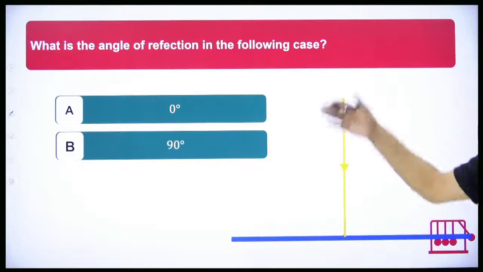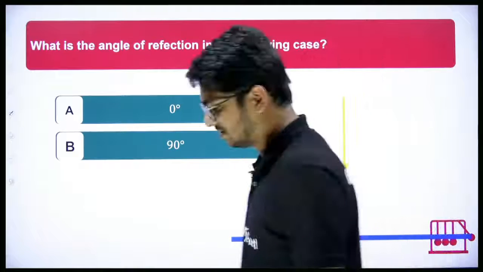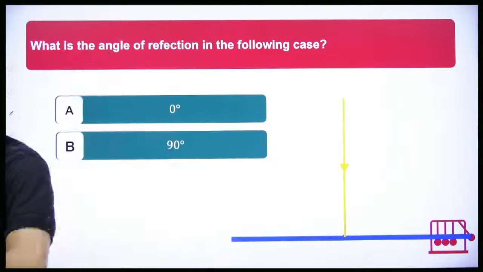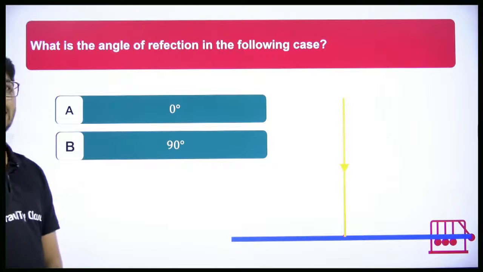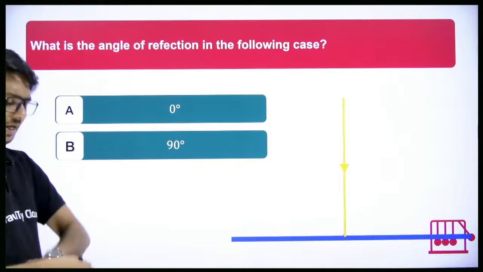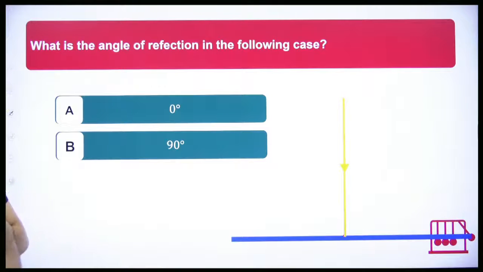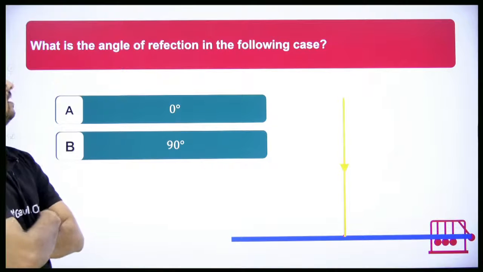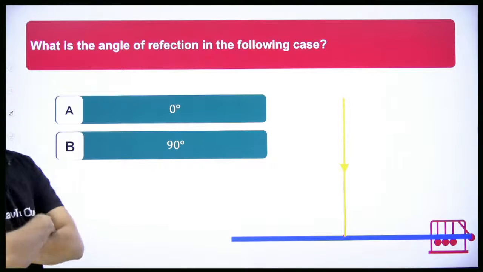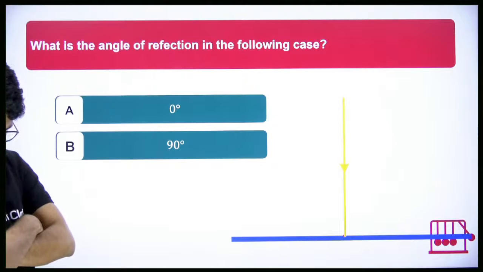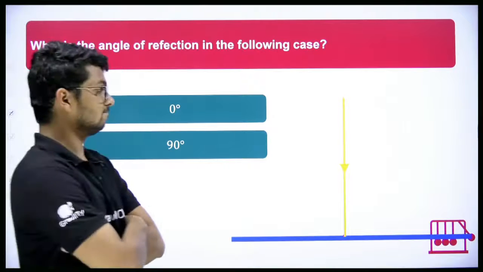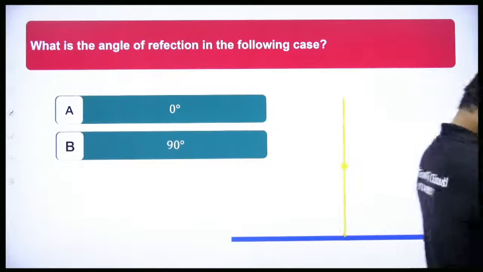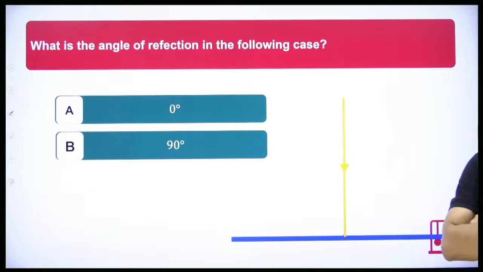A simple question on this. What is the angle of reflection in the following case? The diagram is shown to you. So what is the answer? 0 degrees or 90 degrees? We just discussed this. So very quick, 15 seconds. Please answer this. The angle of reflection in the following case, 0 or 90? Yeah? We just now discussed this.